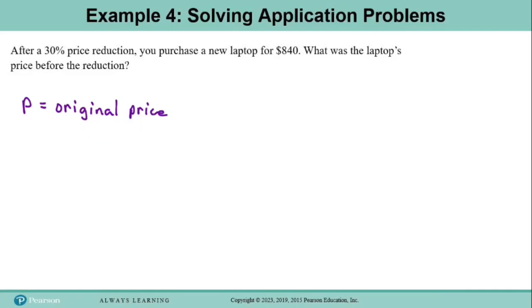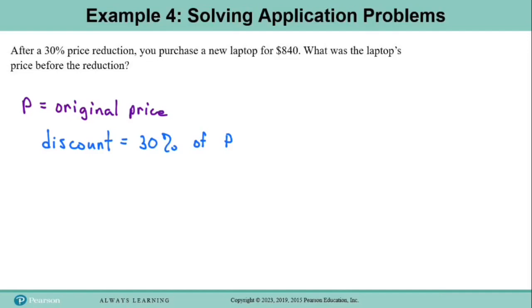Now, we know that it cost $840 after a 30% price reduction. So how can we calculate the discount, the 30% off of the original price? So the discount is 30% of the original price, or 30% of P. Now "of" is assigned to multiply. So percent of means we're going to multiply.